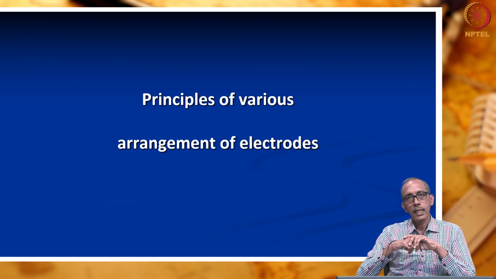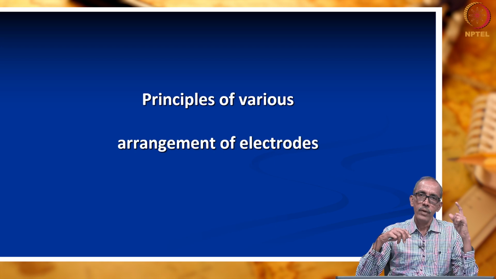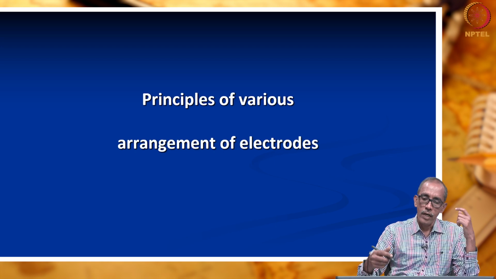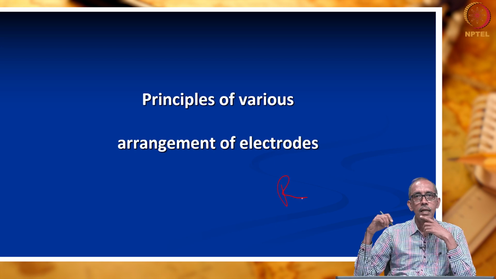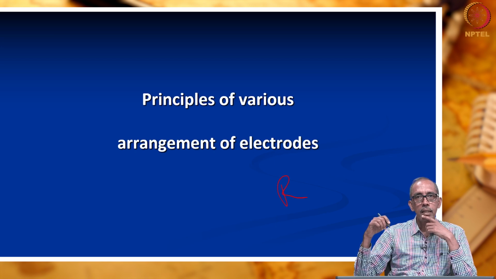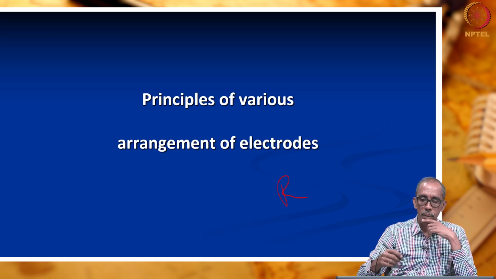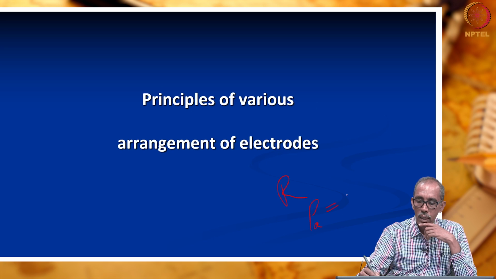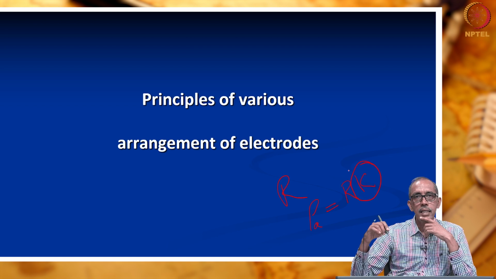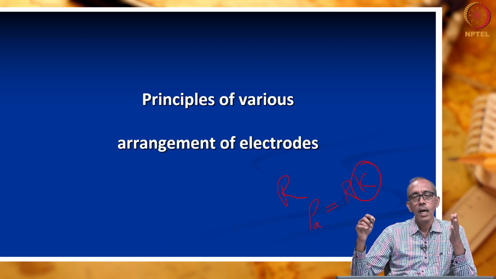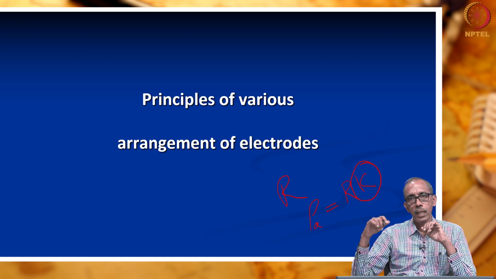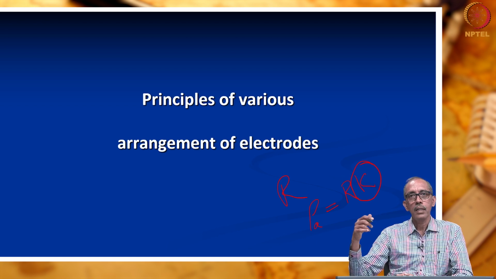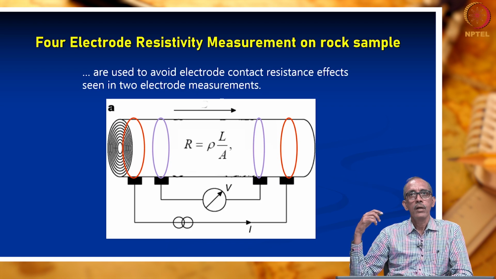How are we going to arrange the electrodes? We have already seen what we measure is only the resistance, but we are able to determine the apparent resistivity using the measured resistance. How? We have seen apparent resistivity rho or rho A. Normally it is referred to as rho A is R multiplied by K. We said this K is dependent on how we are going to arrange the electrodes. So let us see about the arrangement of electrodes.